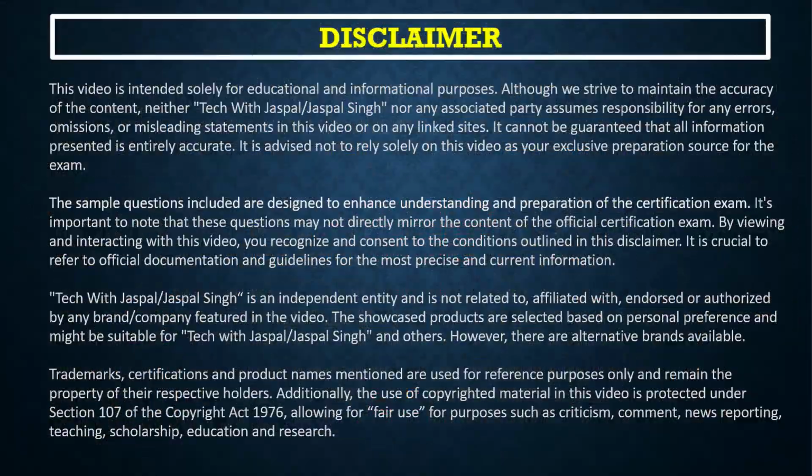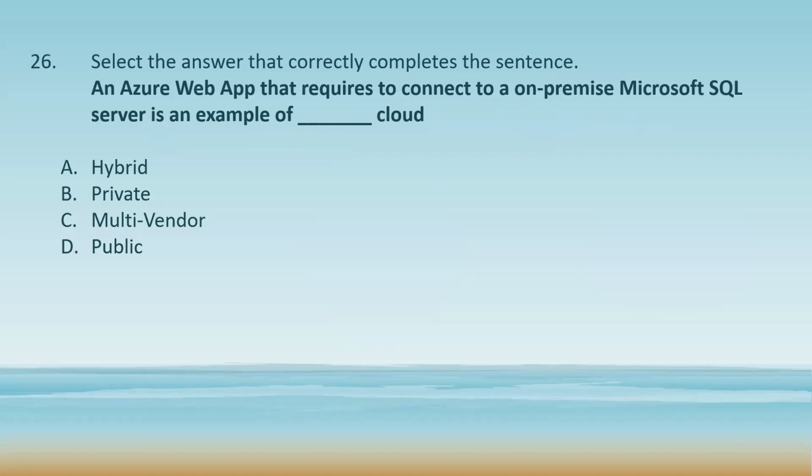So with this, let's get into the questions of this part of the series. Select the answer that correctly completes the sentence. An Azure web app that requires to connect to an on-premise Microsoft SQL server is an example of which cloud? Your options are hybrid, private, multi-vendor, public.